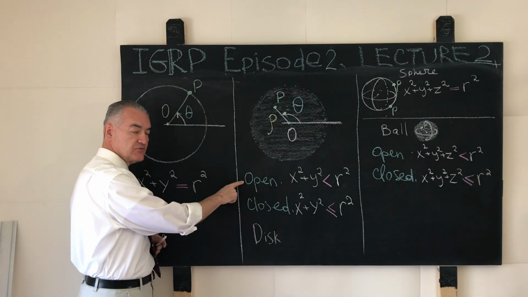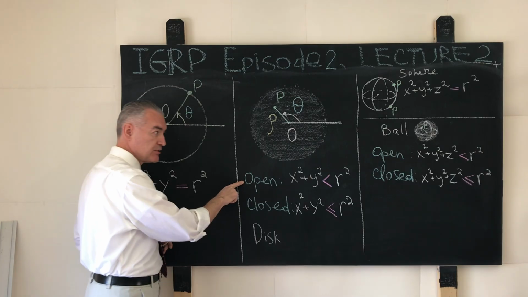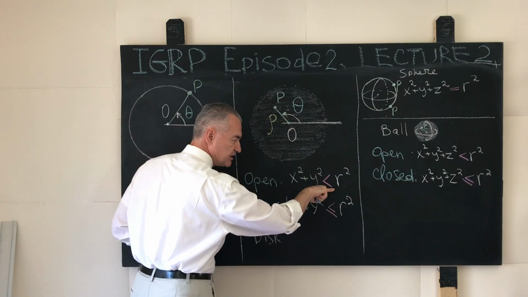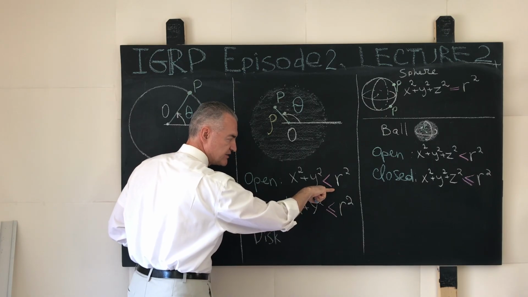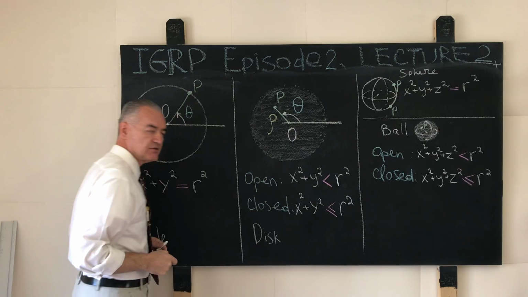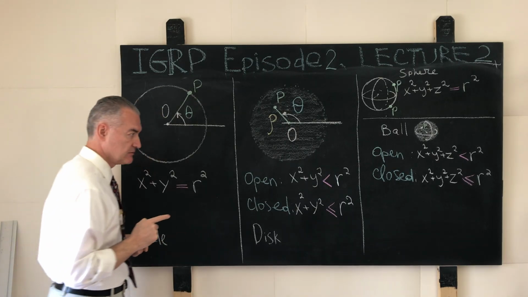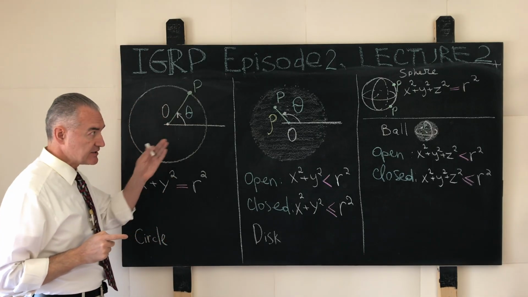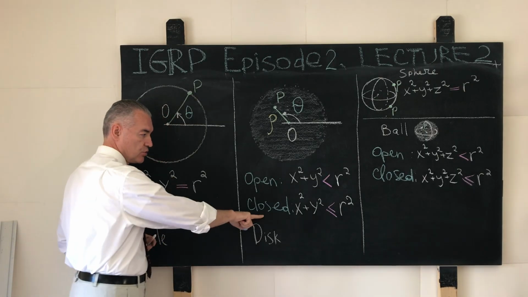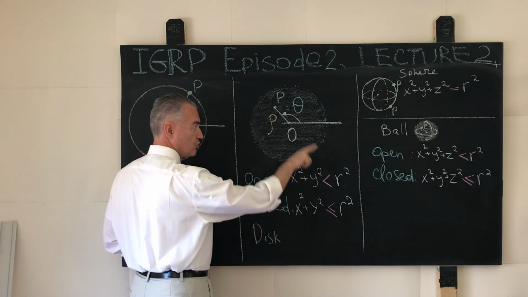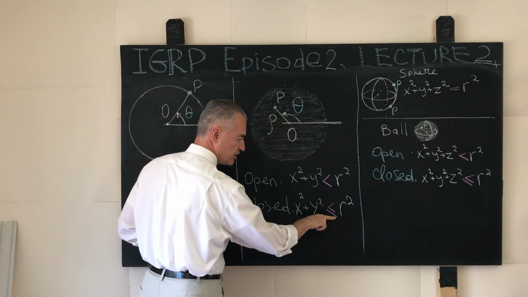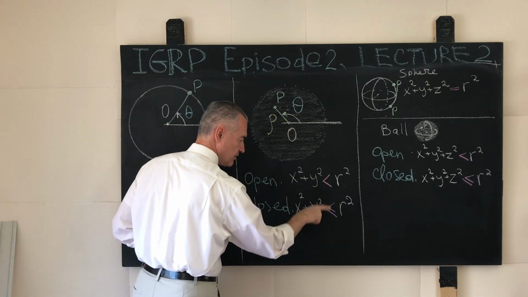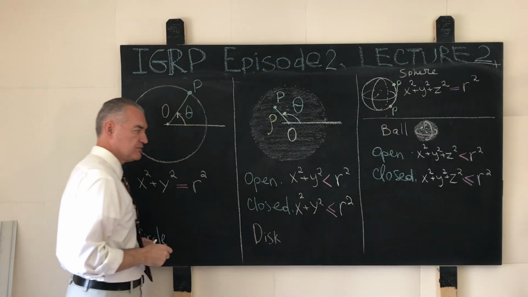If a given disk is open, then its analytic representation for the origin-centered one is captured with the strict inequality sign over here. Again, I showed it in red, strictly less than. That is the important bit. If, however, a given disk is closed, then its analytic representation for the origin-centered one uses less than or equal to r squared. See, feel the difference between the two.